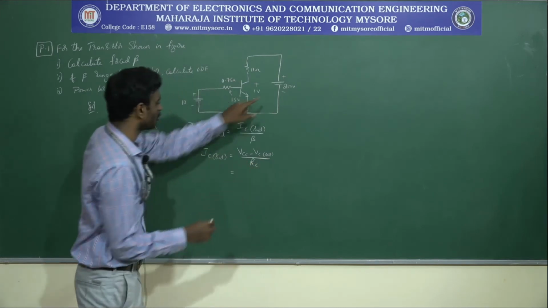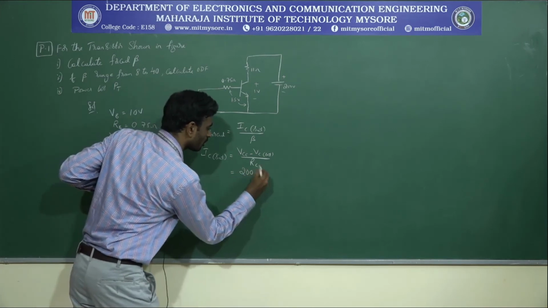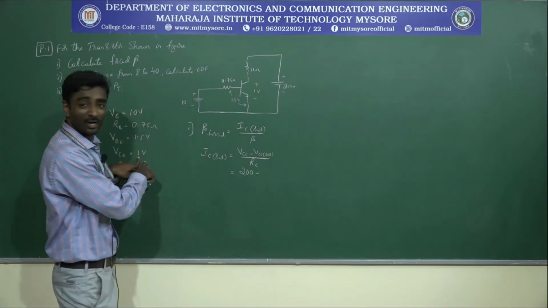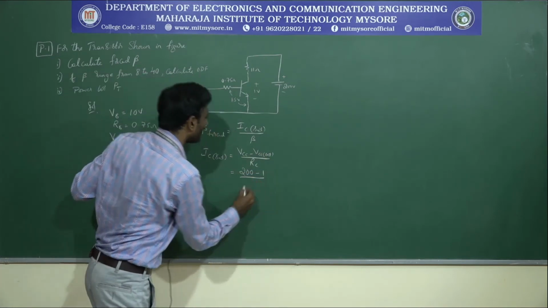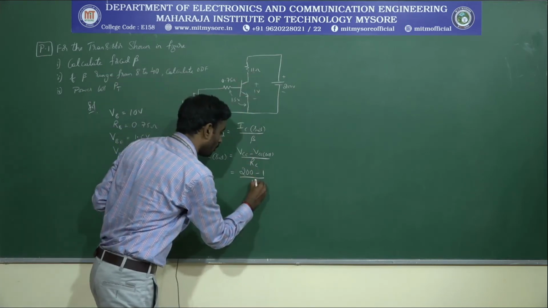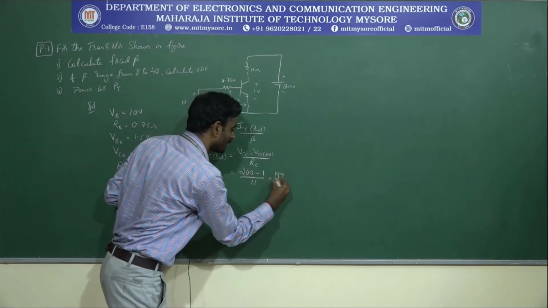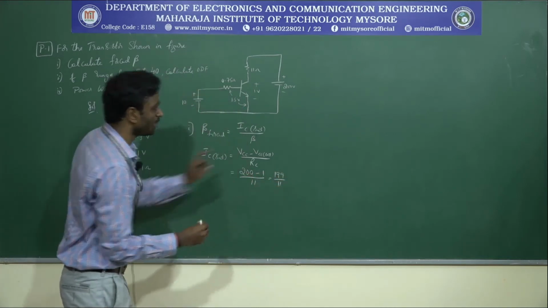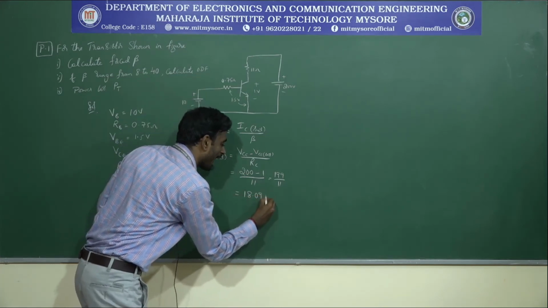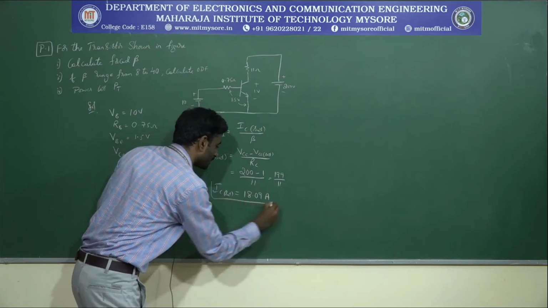So in this case VCC will be taken as 200 volt, minus VCE saturation. VCE saturation is nothing but 1 volt, divided by RC. RC will be 11 ohm. In this case 200 minus 1 equals 199, divided by 11. If you calculate this value, I will be getting IC saturation of 18.09 ampere. This will be the IC saturation.